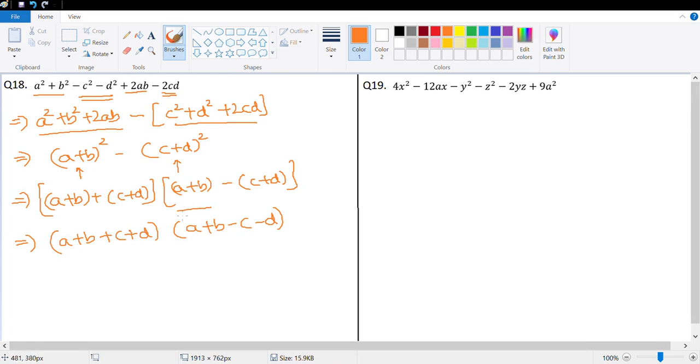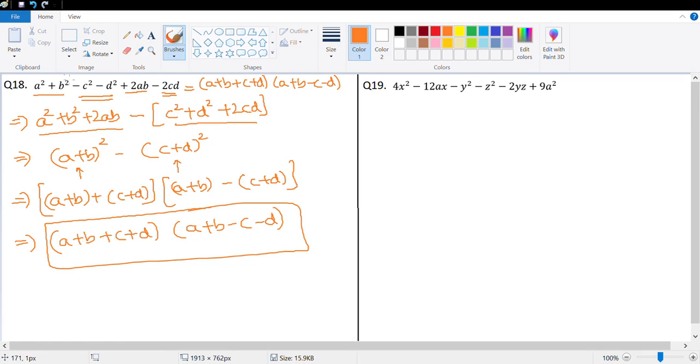That's the final answer. Nothing else can be factorized. It can't be factorized any further. So this is how you would represent your final answer: a plus b plus c plus d, a plus b minus c minus d. Now that's how you would represent your final answer in the answer sheet. Good. Let's move on to the next one.